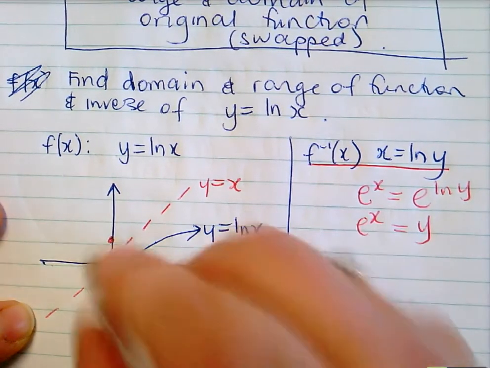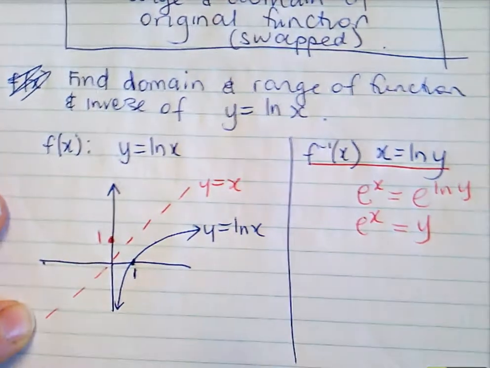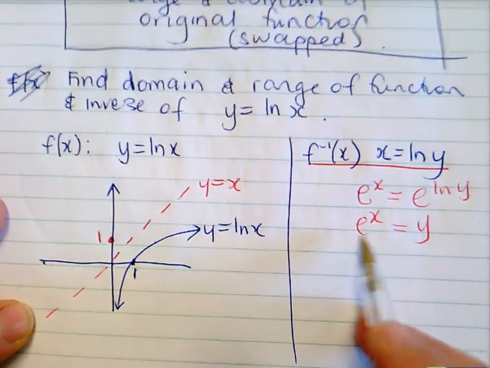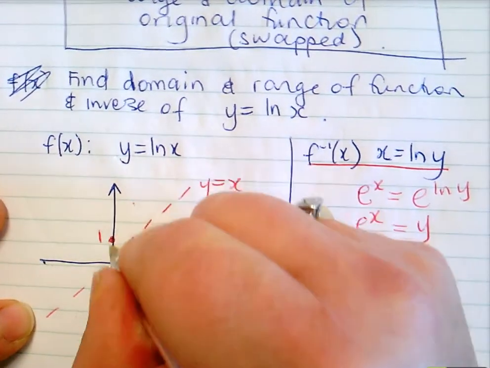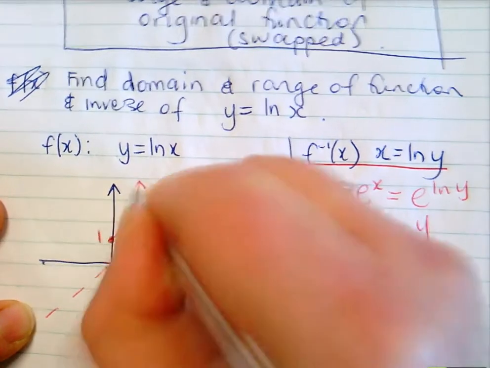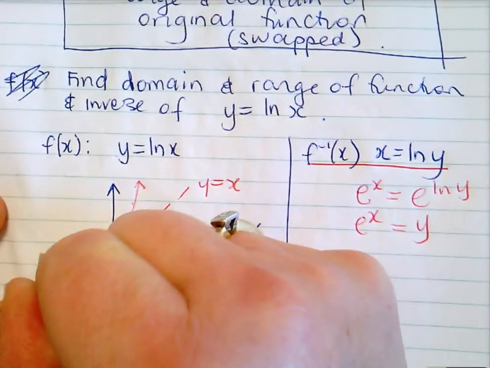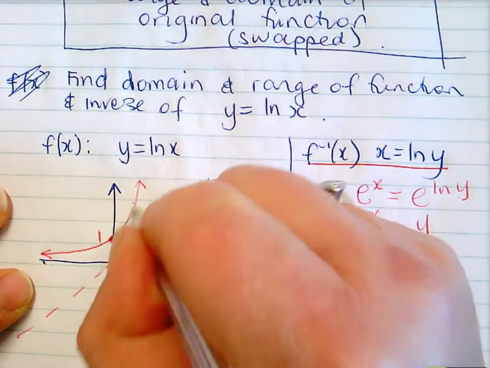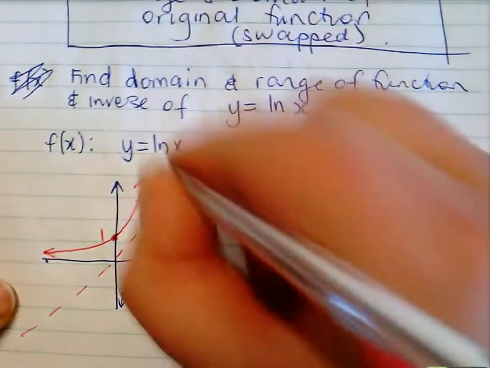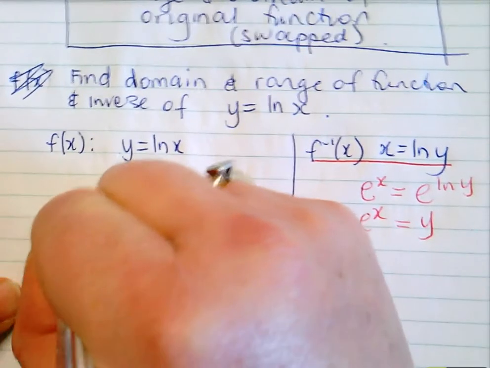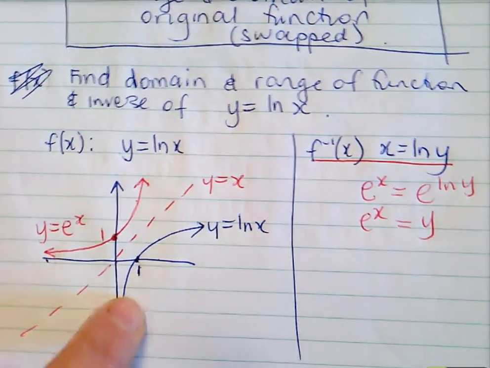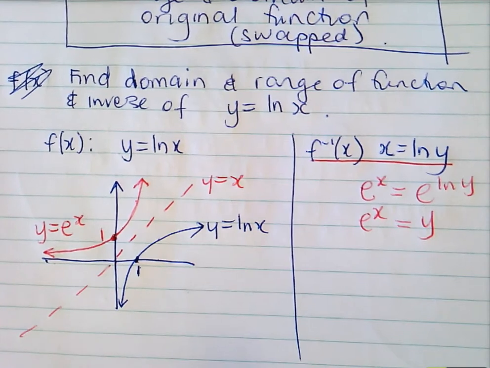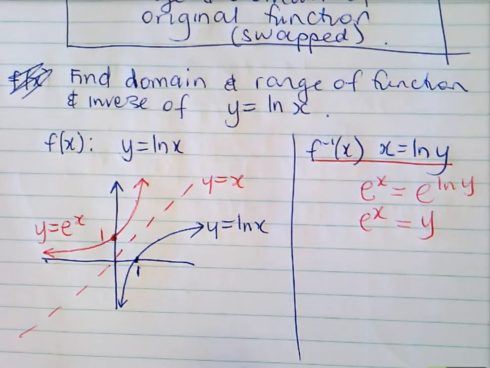When x is 0, y is 1. When x is 1, y is something like 2.7. It looks like this. And if x is -2, it's down here. But basically, the functions y equals e to the x and y equals ln x are inverse functions of each other. Okay?